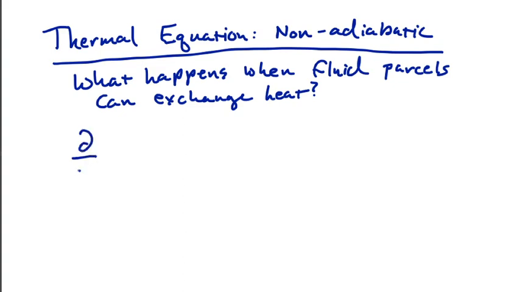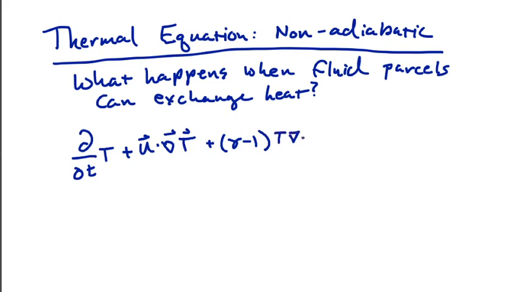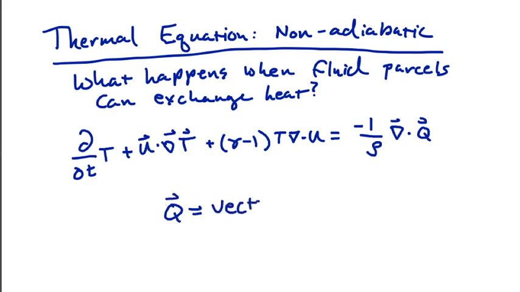So the adiabatic portion of the thermal equation, d by dt of u plus u dot grad T plus gamma minus 1 T times the divergence of u equals, and now when we include non-adiabatic effects, they generally come in as a minus 1 over rho times the divergence of q, where the q are the vector fluxes of heat.